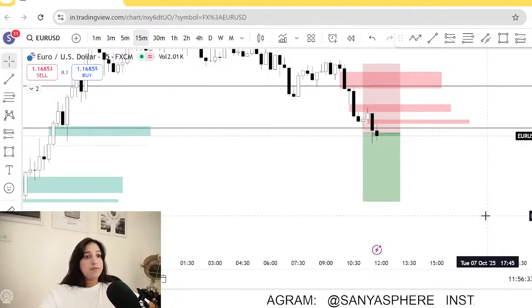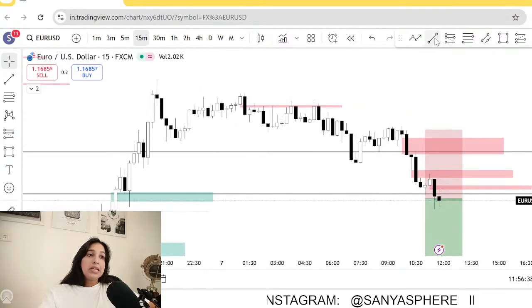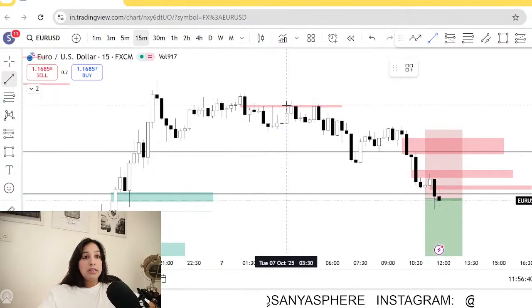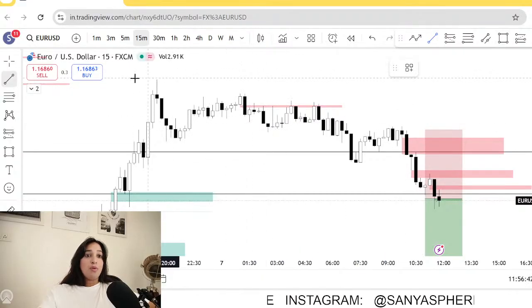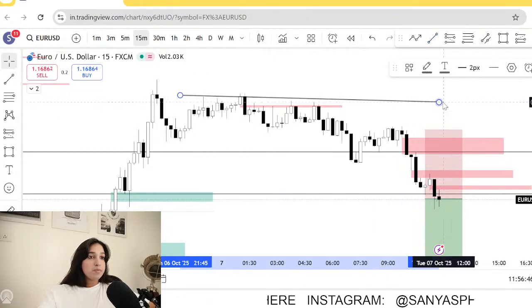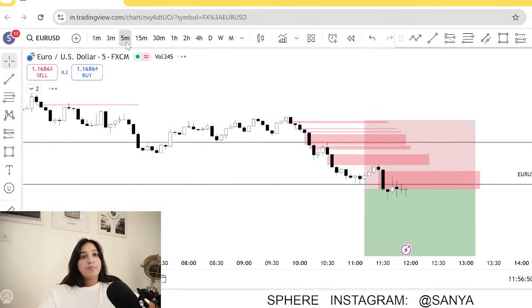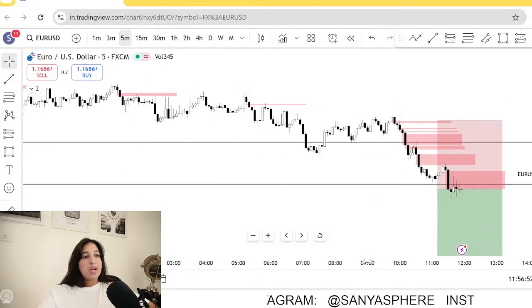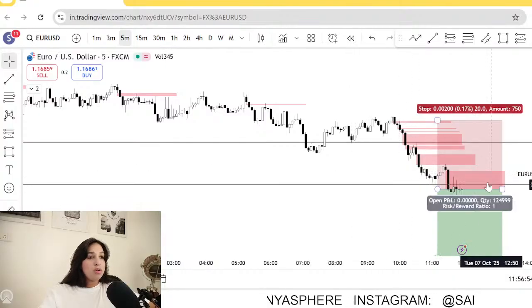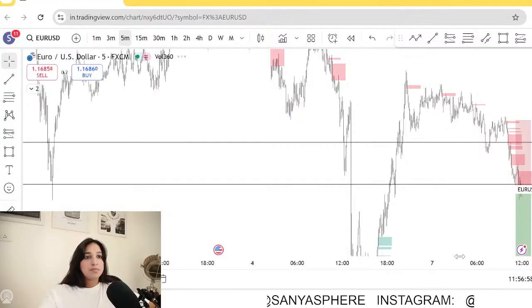On the 15 minute time frame as well, we saw that there was a trend continuation, but still there's a lot of liquidity yet to be taken out from this range. So right now it's almost consolidating. Let's see what happens.